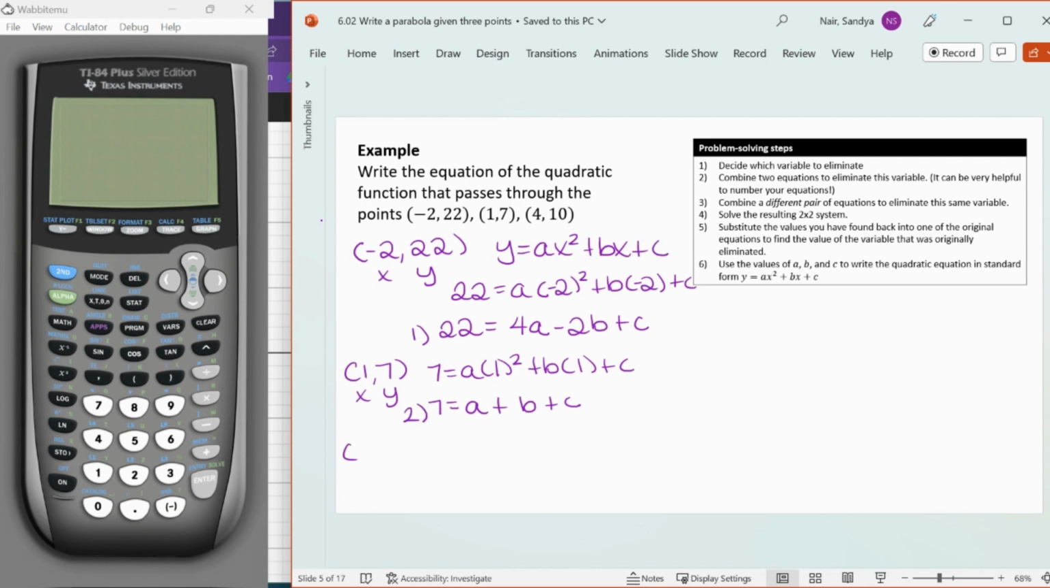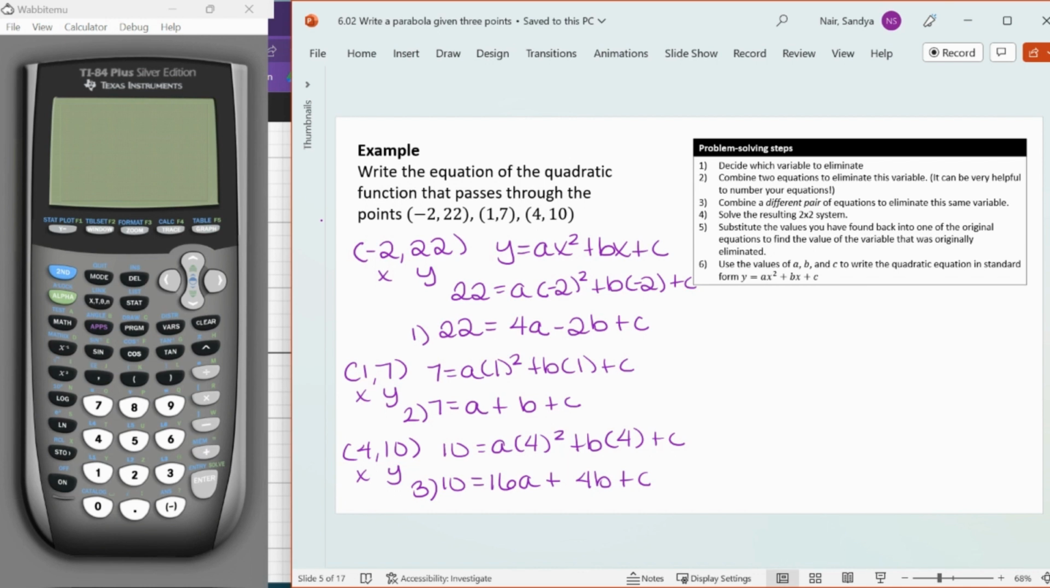And then I'm going to write the next equation based on (4, 10). So that's my x and y value. I have 10 equals a times 4 squared plus b times 4 plus c. So I have 10 equals, 4 squared is 16, so I have 16a plus 4b plus c. And that's going to be equation number 3.